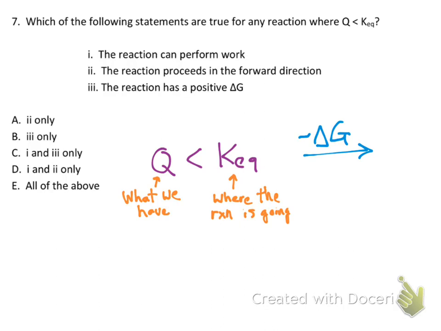So which of these are true? Well, the reaction can perform work. Any spontaneous reaction theoretically can do so. And the reaction proceeds in the forward direction. Also accurate. The reaction has a positive delta G? No! That would be a non-spontaneous reaction.